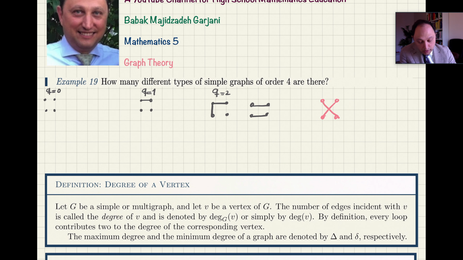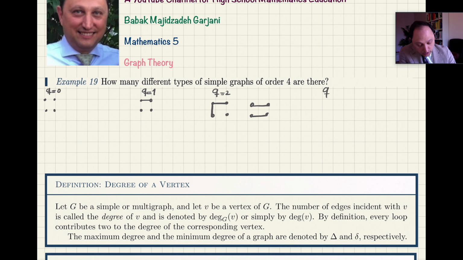Okay, so it means that we are done with 2 edges. So far, how many of them have we got? 1, 2, 3, and 4. Yes. Now let us go to 3 edges.